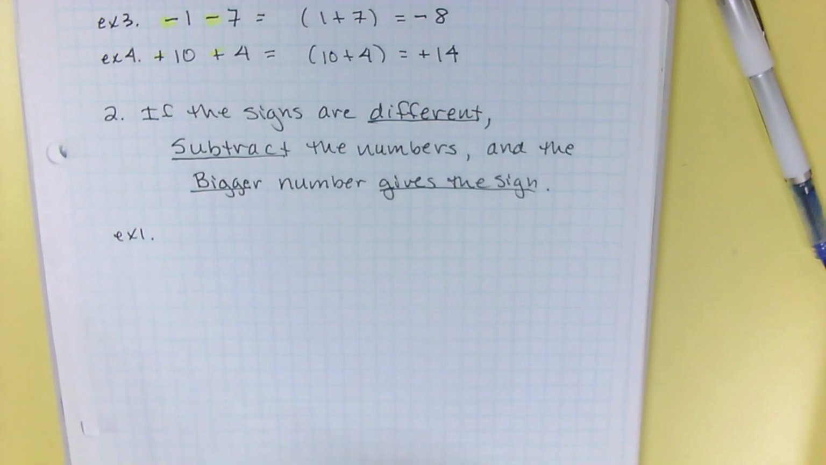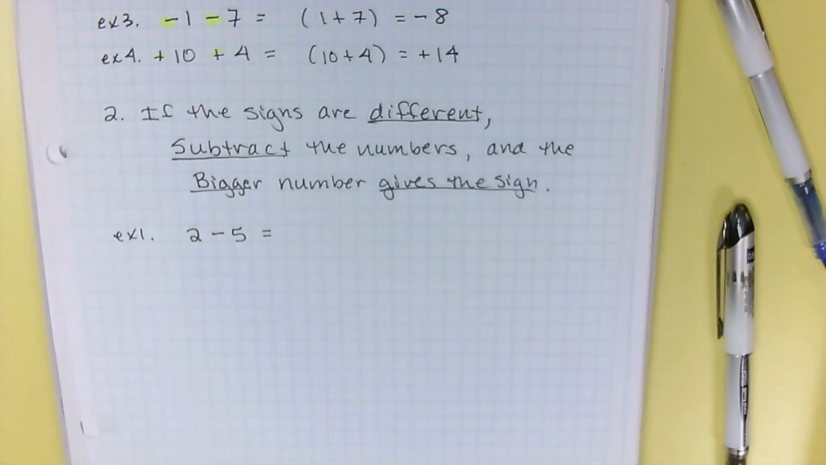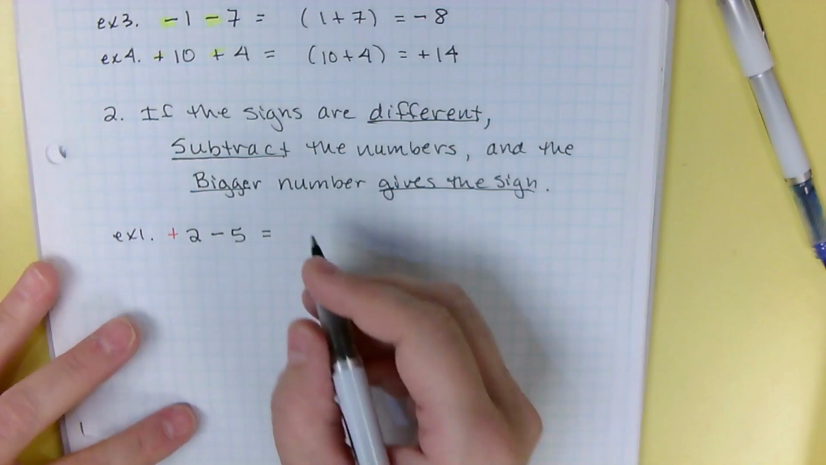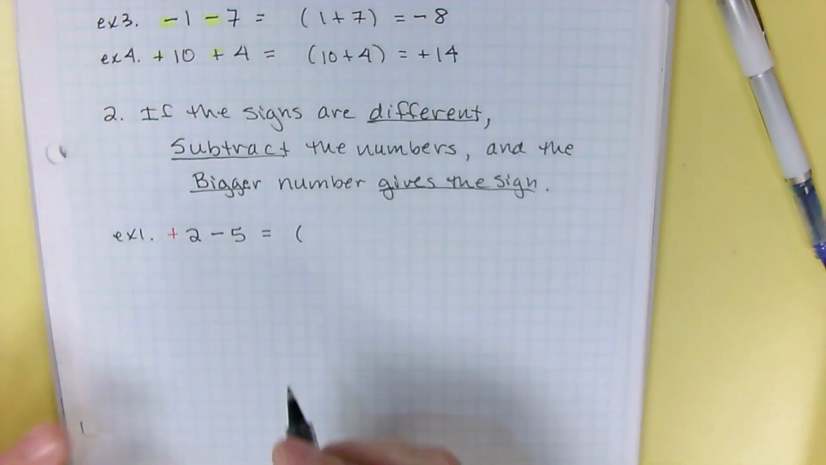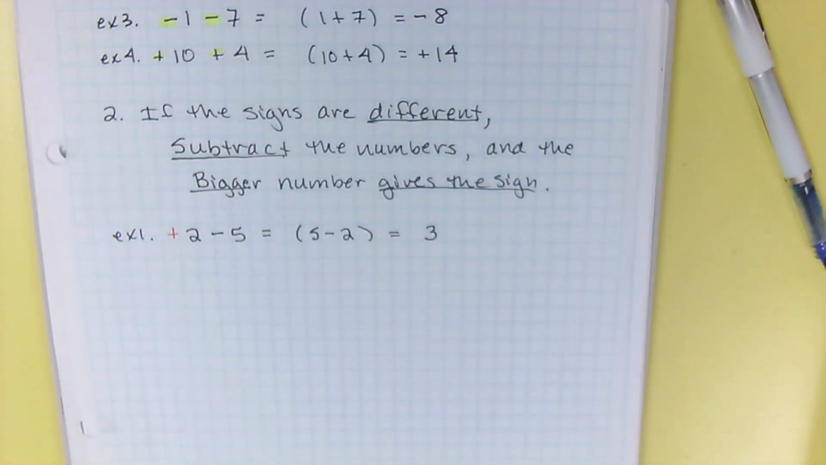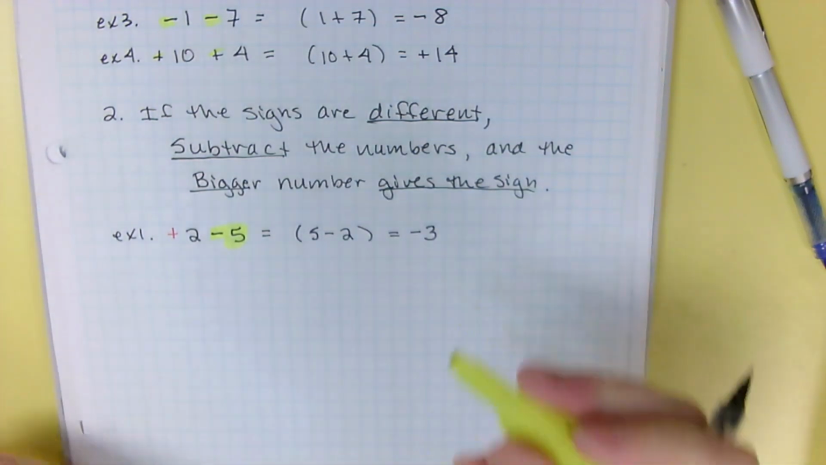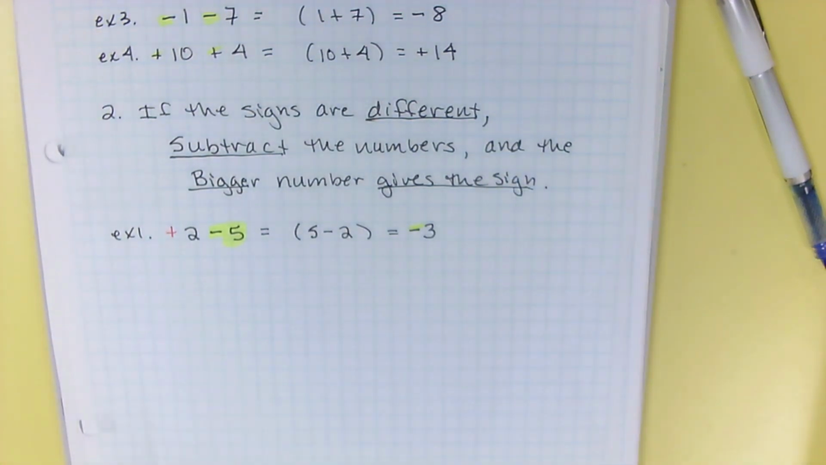All right, example 1. We're going to do 2 minus 5. Now, remember that the 2 actually does have a sign in front of it. It's invisible. It's a plus. So I'm adding and subtracting. One is positive, one is negative, which means the signs are different. This is how you know that you need to use the rule. So in your head, you're just going to subtract the numbers. 5 minus 2, and you're going to get a 3. Now you use the rule. The bigger number gives the sign. 5 is bigger than 2. 5 is negative, so your answer is negative. That's the rule. The bigger number gives the sign.